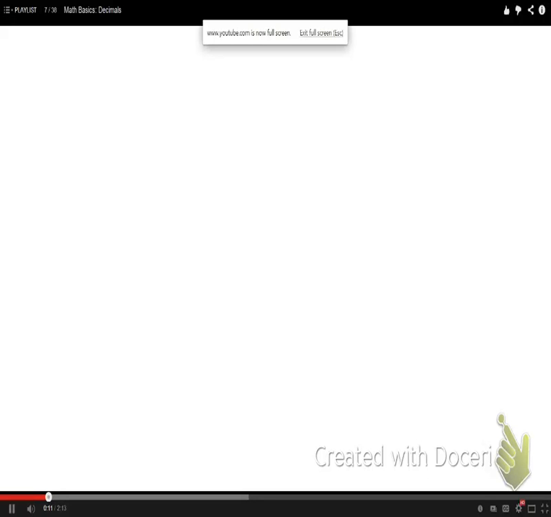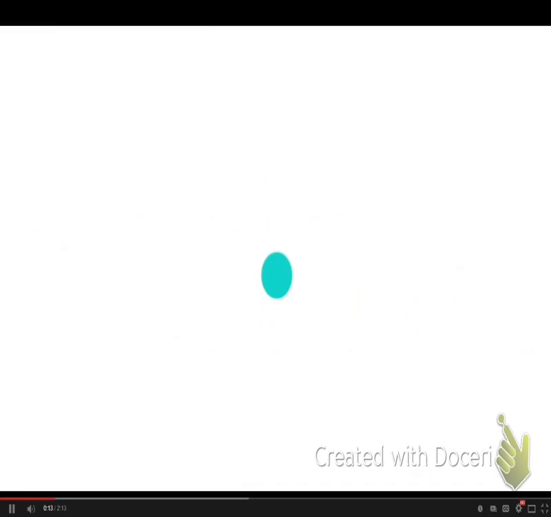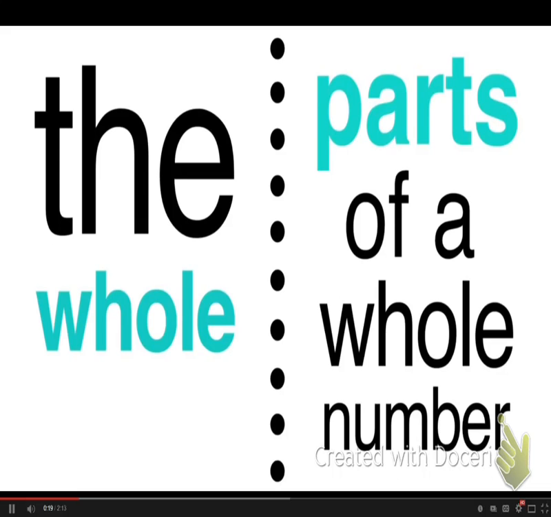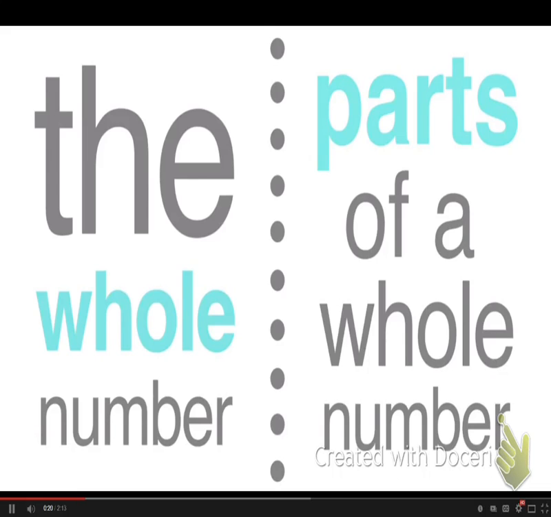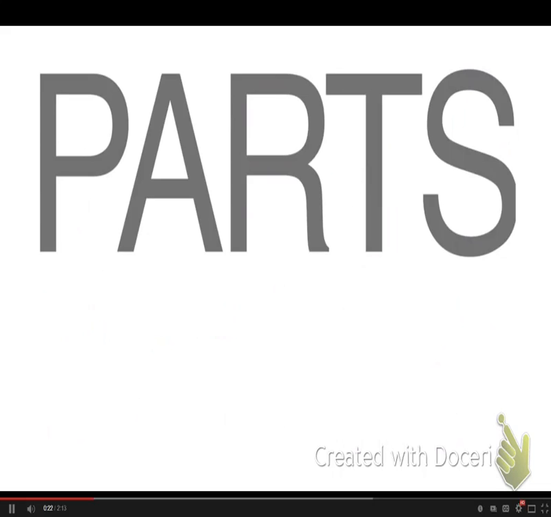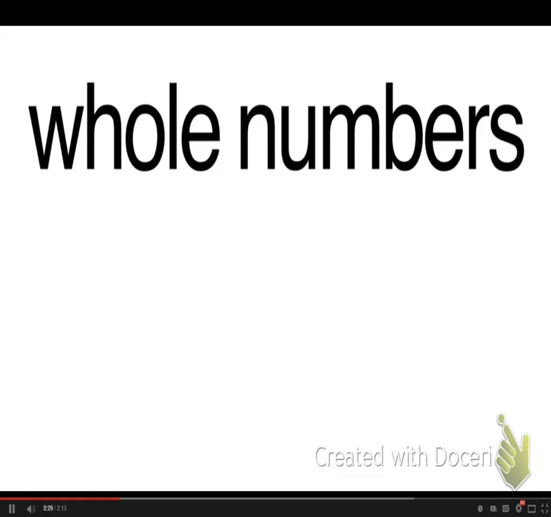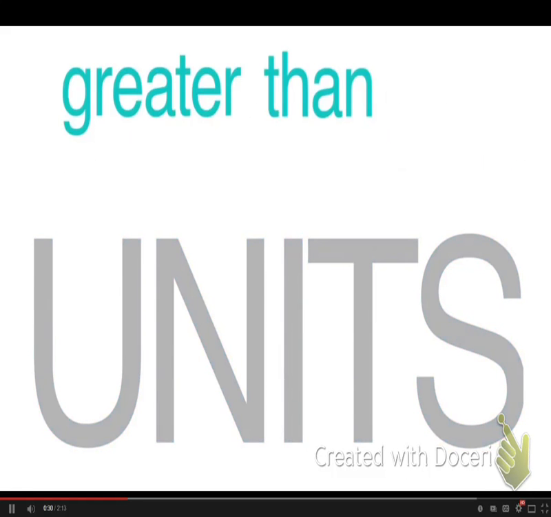About the word decimal, you might think about a dot. This dot is called a decimal point, and it separates parts of a whole number from the whole number. These parts are called decimals. A decimal is a number less than 1. Whole numbers, also called units, are greater than or equal to 1.